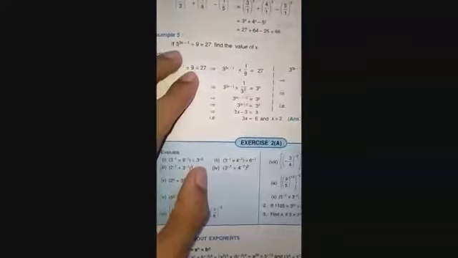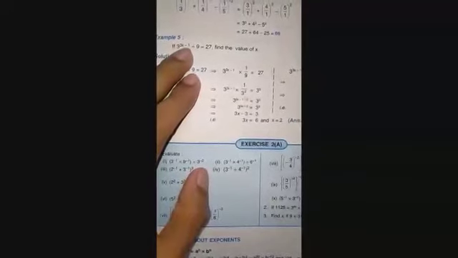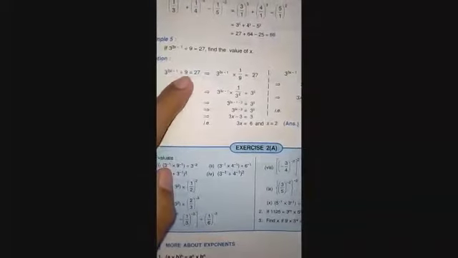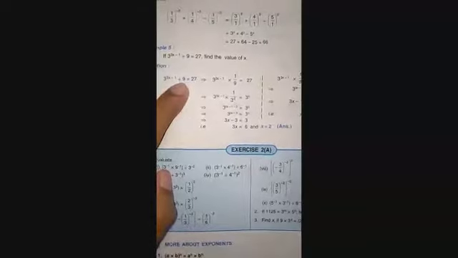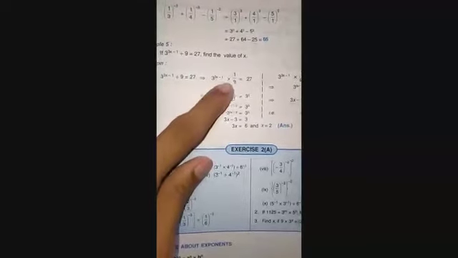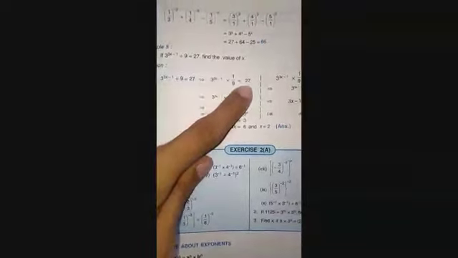Okay. Now example number 5, 3^(3x-1) divided by 9 is equal to 27. Then find the value of x. So 3^(3x-1) divided by 9 means into 1 by 9 we can write it. So 3^(3x-1) into 1 by 9 equals 27.